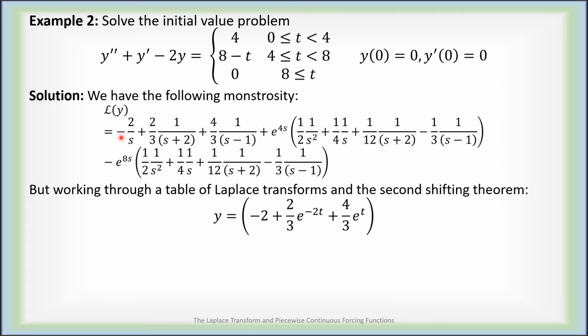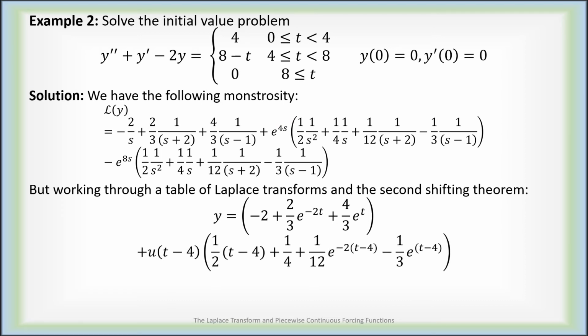Inverse Laplace transform of minus 2 over s is just minus 2. Inverse Laplace transform of 1 over s plus 2 is e to the minus 2t, and we've got that factor of 2/3. Inverse Laplace transform of 1 over s minus 1 is e to the t with that factor of 4/3. Now let's move on to these terms here, where I have this exponential term times some otherwise familiar looking bits.